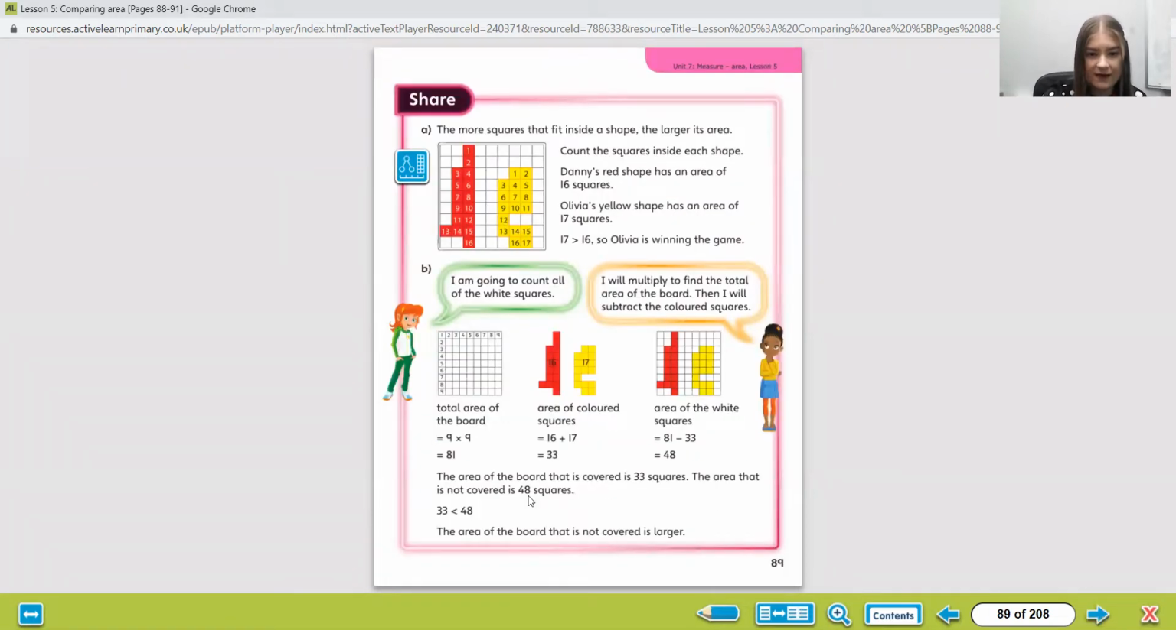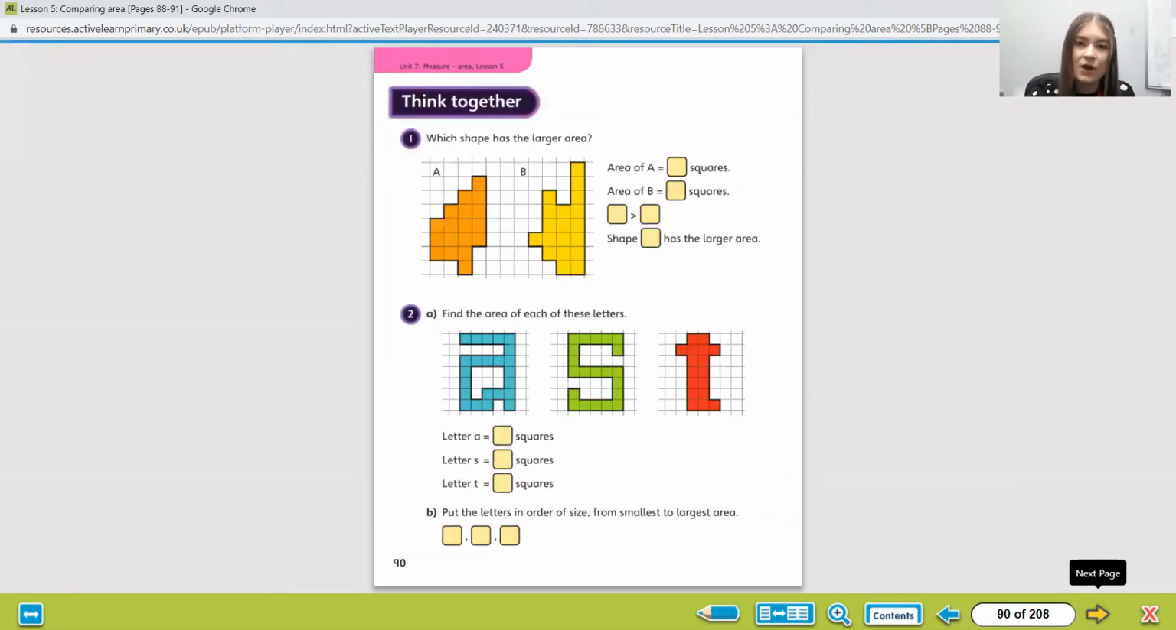And there we go. I just worked out and it's on the next slide. I could have saved myself some time there, guys, but I wanted to join in the learning with you. So the area of the board that is covered is 33 squares, by adding together their areas. And so then right at the bottom, you can see that 33 is less than 48.